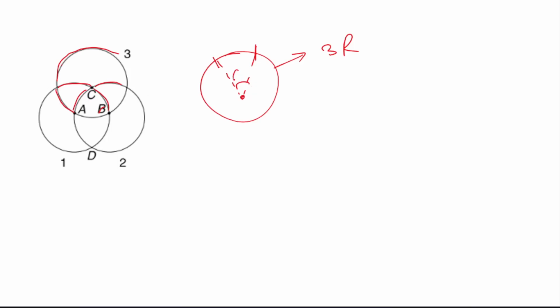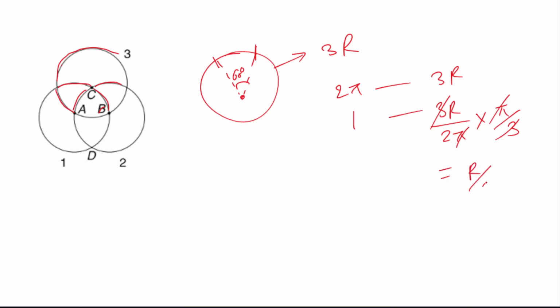So if they are making an angle of 60 degree at their centers, what will be the resistance value? So complete के लिए 2 pi angle के लिए resistance क्या है? 3R. So 1 radian के लिए आप क्या लिखोगे? 3R by 2 pi. So 60 के लिए क्या लिखोगे? Pi by 3 से multiply कर दो. And this will become how much? This will become R by 2.